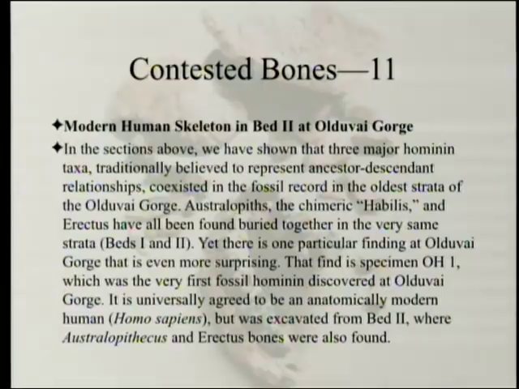In the sections above, we have shown that three major hominin taxa traditionally believed to represent ancestor-descendant relationships coexisted in the fossil record in the oldest strata of the Olduvai Gorge. Australopiths, the chimeric habilis, and erectus have all been found buried together in the very same strata, beds 1 and 2. Yet there's one particular finding at Olduvai Gorge that's even more surprising. Finding a specimen, OH1. That's the very first specimen, which was the first hominin found at Olduvai Gorge. It is universally agreed to be an anatomically modern human, but was excavated from bed 2, where Australopithecus and erectus bones were also found.